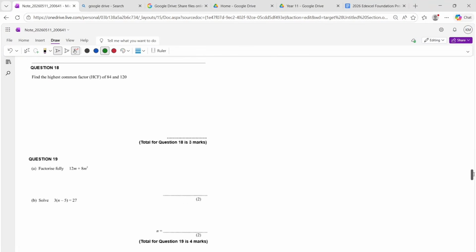Okay, question 18 again. There is always a question to either do HCF, LCM or product of primes. So if you're not sure how to do any of those, I would definitely revise those ahead of Thursday, because they always come up on the non-calculator paper, and there probably will be one on the calculator paper as well. So you probably get 2 out of the 3 of these. So highest common factor of 84 and 120.